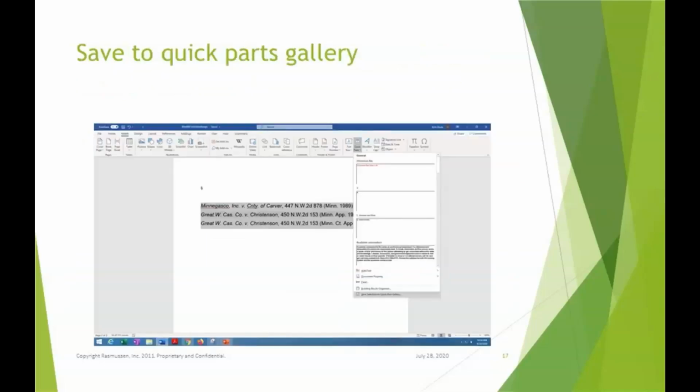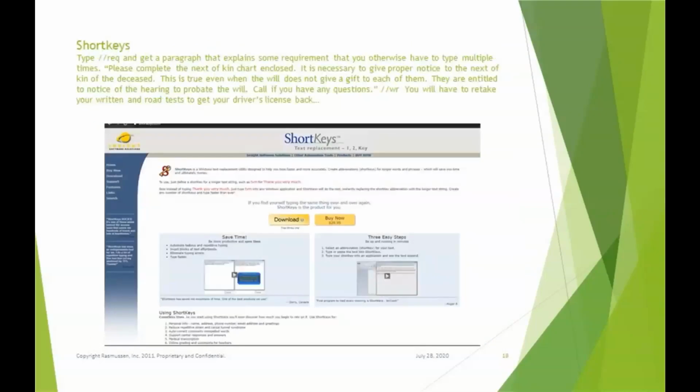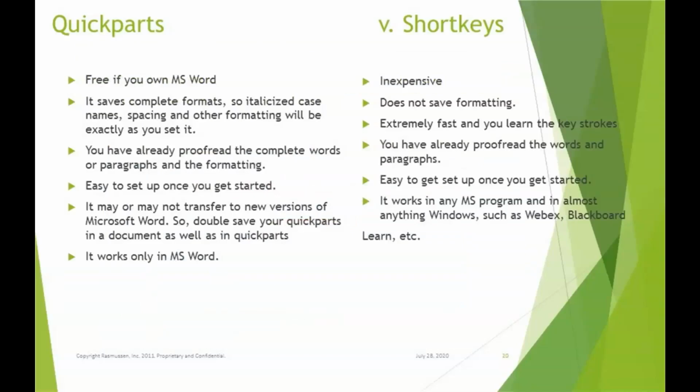And so you can save citations or, like I say, entire documents in there. Click where you want the new Quickpart. That's another thing. You can put it precisely where you want, and you're going to be able to format exactly as you want. And then, of course, here's Short Keys. And Short Keys will explain itself, of course. Quickparts is free if you own Microsoft Word. Short Keys is inexpensive. Saves complete formatting.